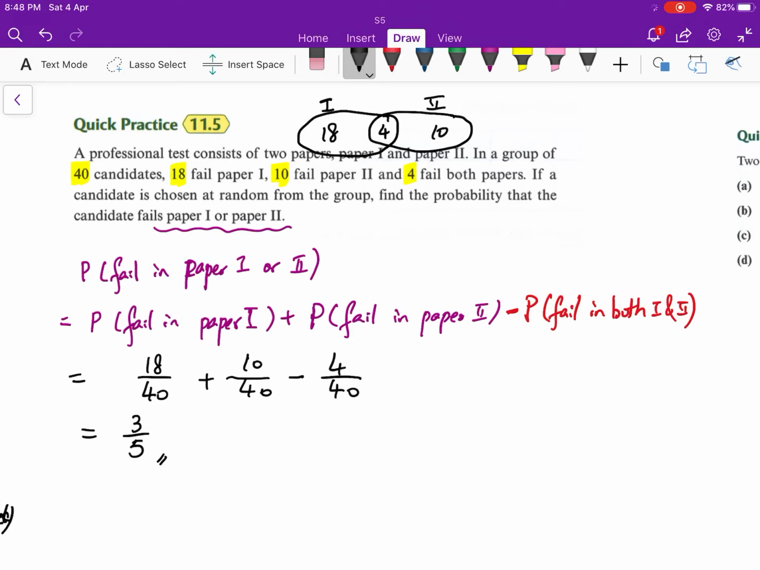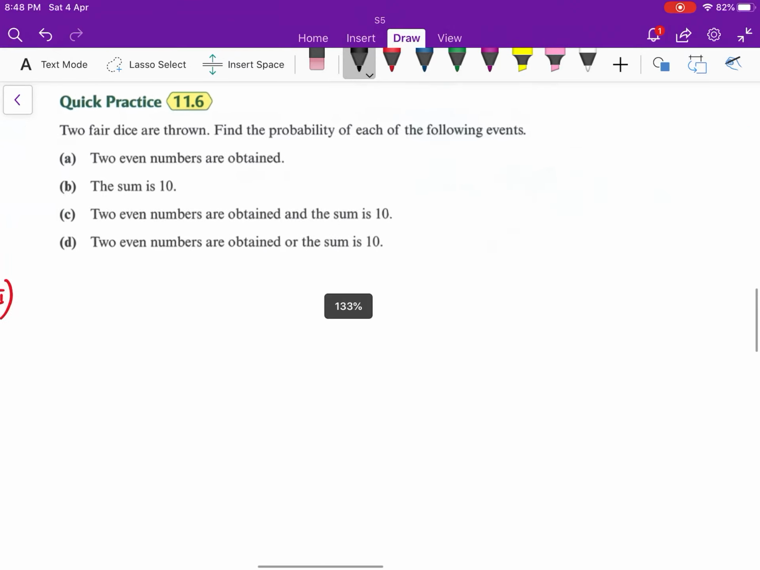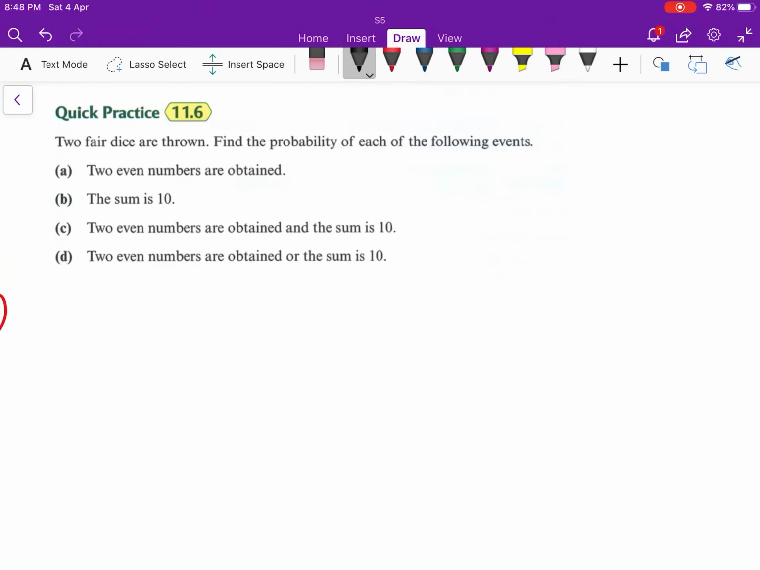So remember, every time you do the question, first step: mutually or non-mutually exclusive. Then use the formula. Last one, use the calculator, that's it. Now, last example, quick practice 11.6.